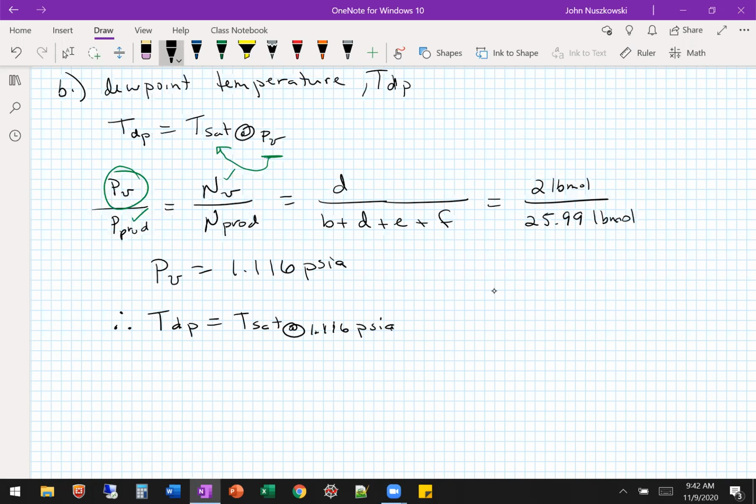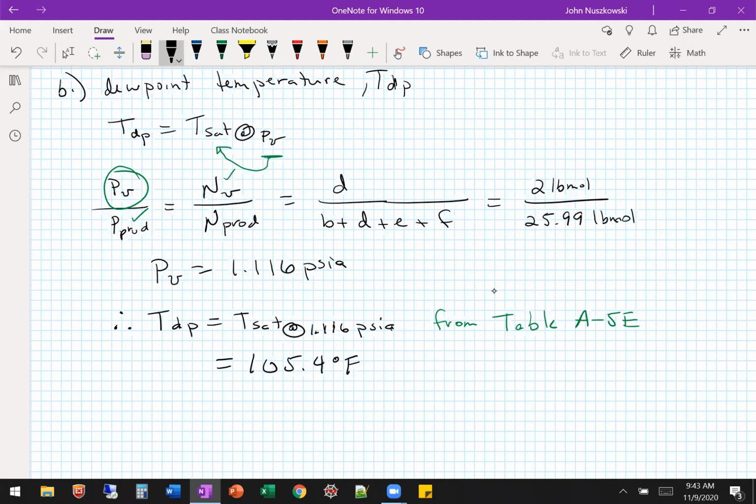So now what do we do? We need to find the saturation temperature of water at that pressure. So then we just go to the table, it's A-5E, and at that pressure, we just look at what's the saturation temperature. And we get 105.4 degrees Fahrenheit.